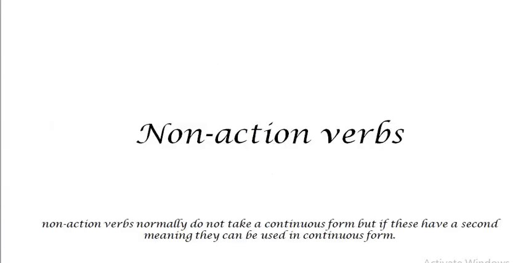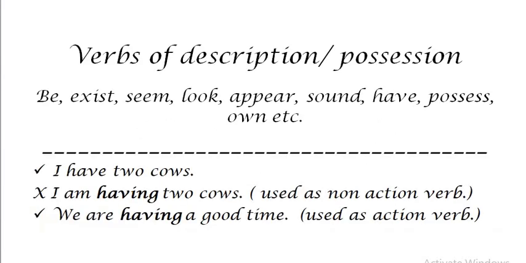Now non-action verbs, in fact, should not be used in continuous form, but there is one exception also. That exception is that if these non-action verbs are used in a different meaning, in a different context, then they can be used in continuous form also. So with a changed meaning we use it in continuous form, otherwise these non-action verbs should not be used in continuous form. Now what are those non-action verbs?